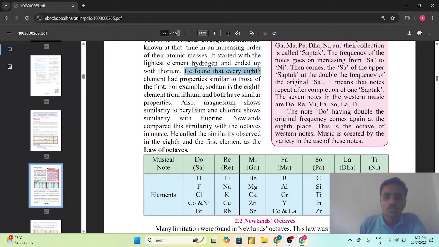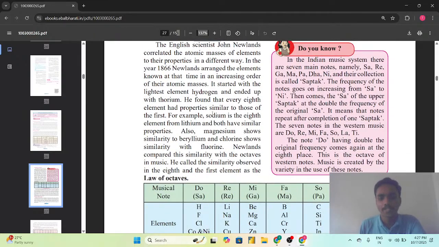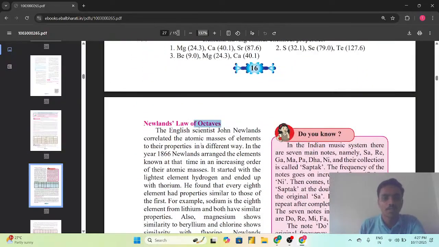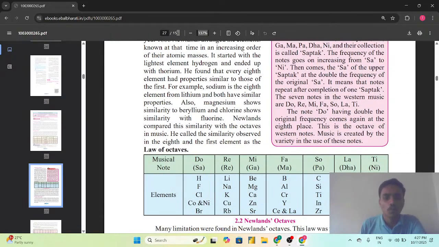He found out that every eighth element had the properties similar to those of the first, as the name suggests, the octaves. So he made the group of eight elements. As we have seen, Dobereiner made the group of three elements and called them the triad. But Newland here made the group of eight elements because he observed that every eighth element was showing the property similar to those of the first. So for example, sodium is the eighth element from lithium and both have similar properties.